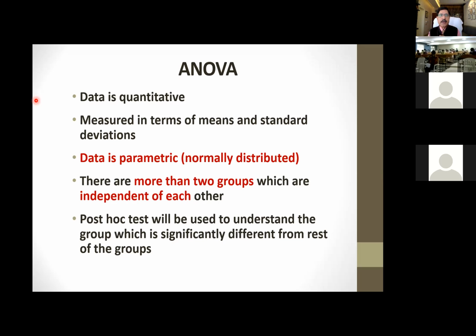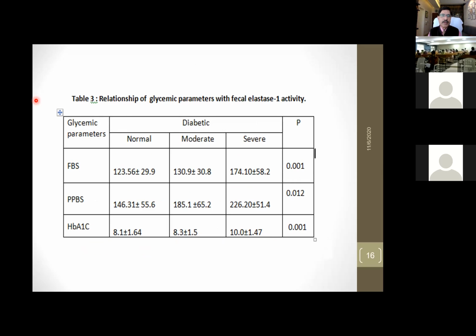Measured in terms of standard deviation and mean, and then test whether it is parametric or not. If it is parametric, if there are more than two groups, and they are independent of each other, then ANOVA is the answer. So what is ANOVA? You see here, fasting blood sugar, PPBS, HbA1c, and normal, moderate, and severe, three levels of disease: non-diabetics, moderate diabetics, severe diabetics.